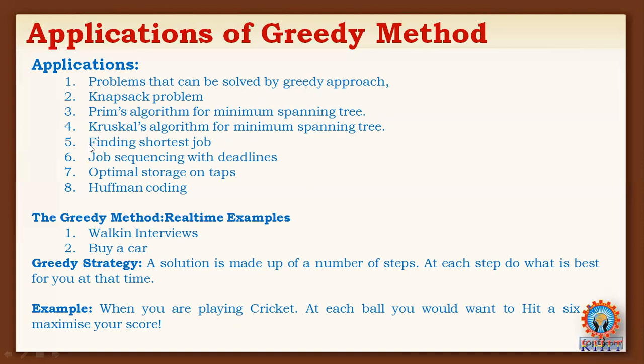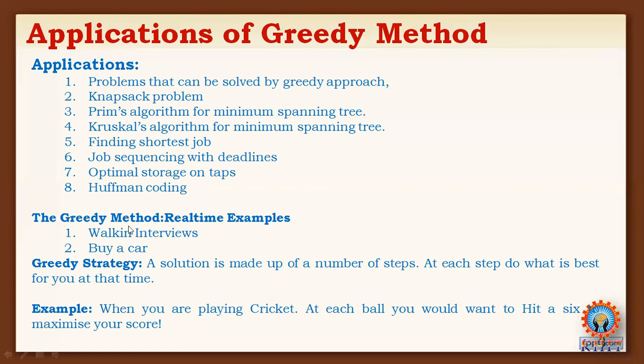Another application is finding the shortest job. There are various sequences of jobs, and there is a deadline for every job. Arrange the jobs in a sequential order which satisfies the deadline condition. That problem can also be solved using job sequencing with deadline. Optimal storage on tapes is another problem we can solve using the greedy strategy. Huffman coding is also a problem we can solve using greedy. How to do this, we will discuss in this session.